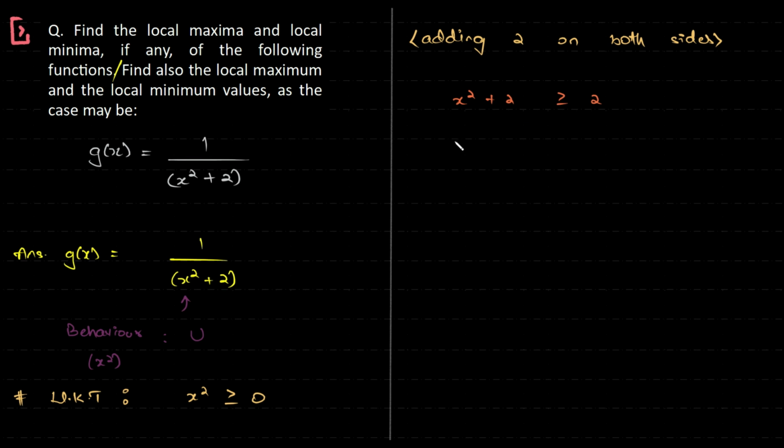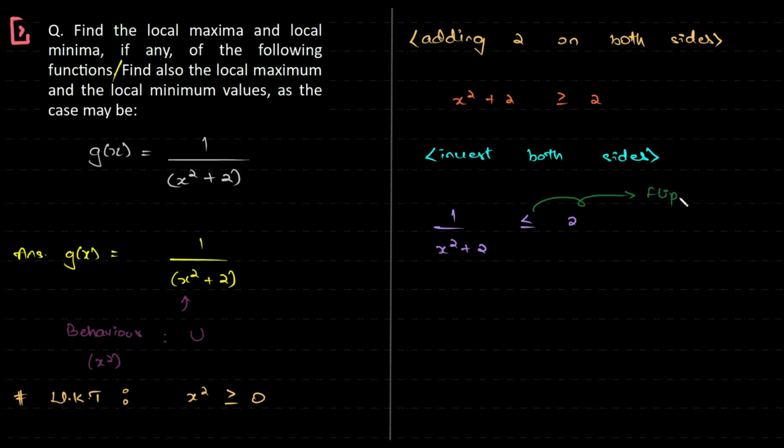We have to invert it. So we'll invert both sides. And so we have 1 by x square plus 2 and 2 over here. What will happen to the symbol? Yes, the inequality will flip. But why does it flip?